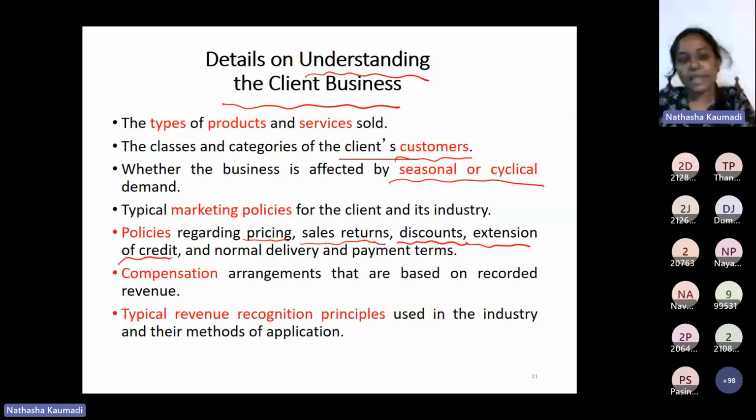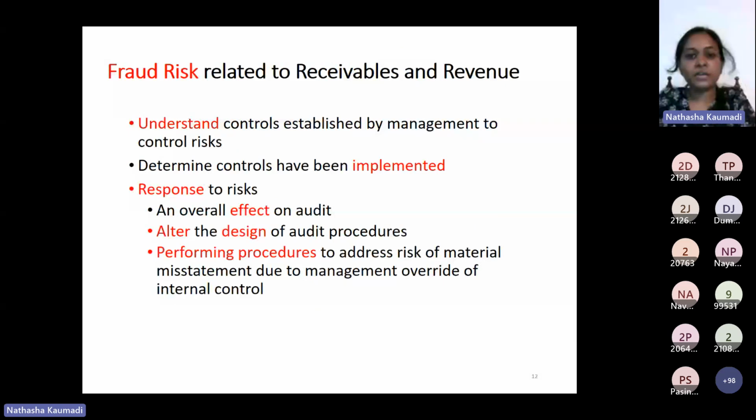Okay, and then here, fraud risk related to receivables and revenue. I told you from the beginning, these two captions, receivables and revenue, are very risky and there can be frauds. When managers want to commit a fraud, they pick revenue because it is easy to increase revenue, though not very easy. They have to override internal controls, they need to have collusion, they get together and do these frauds. But intentionally they can manipulate these balances.